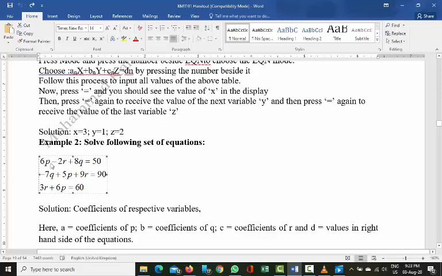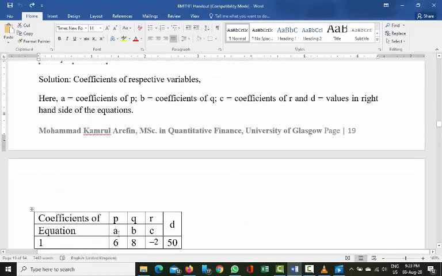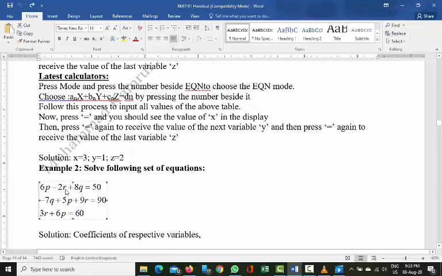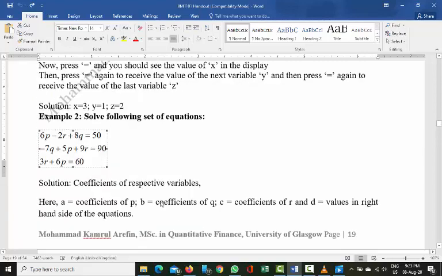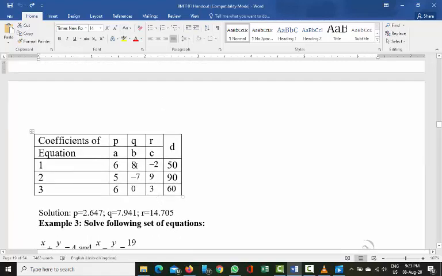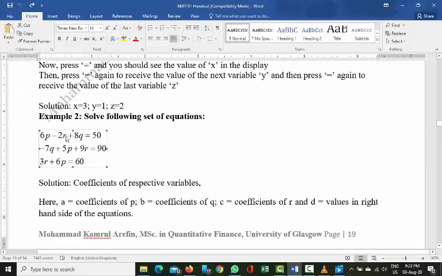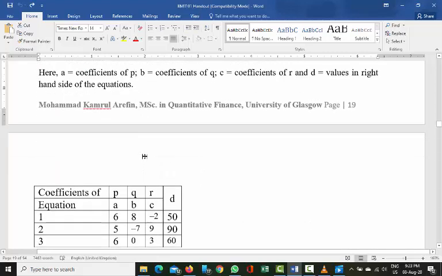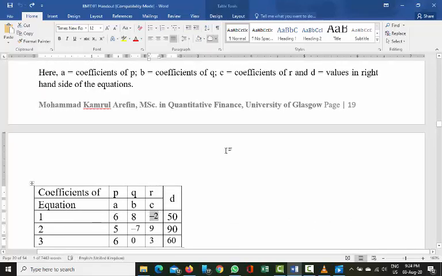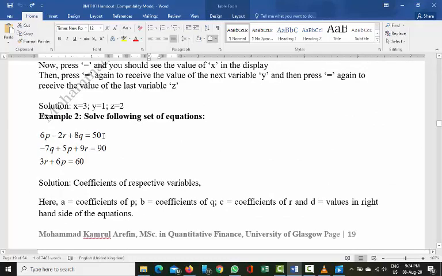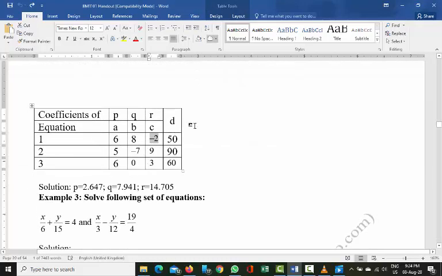As you can see, the coefficient of p in the first equation is 6, so a is 6. The coefficient of q in the first equation is 8, so b is 8. The coefficient of r in the first equation is -2, so c is -2. And in the right hand side we have 50, so d is 50.